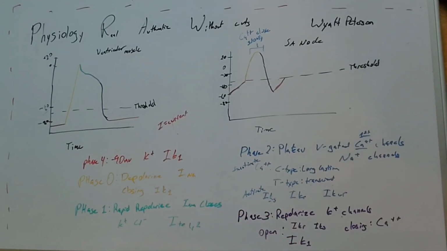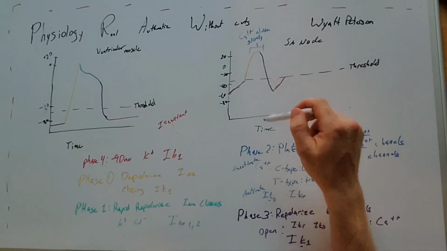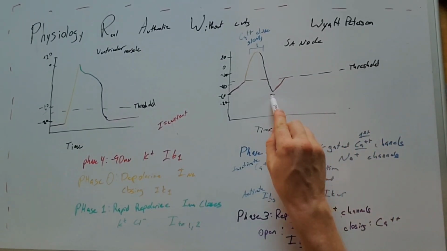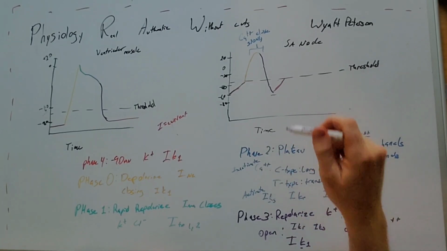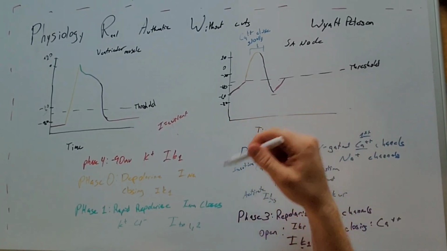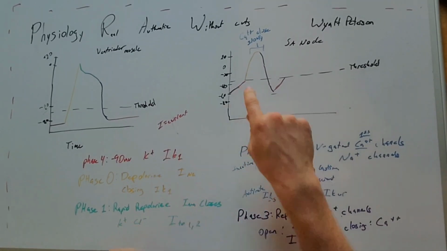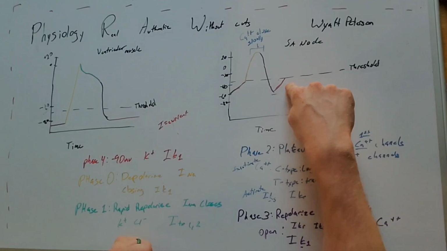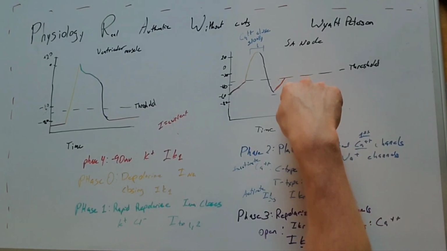And then finally, on this region, potassium channels open back up, causing it to repolarize, and then we hit back down here to get back down to our resting potential. And notice this one is a graded or a gradual depolarization.